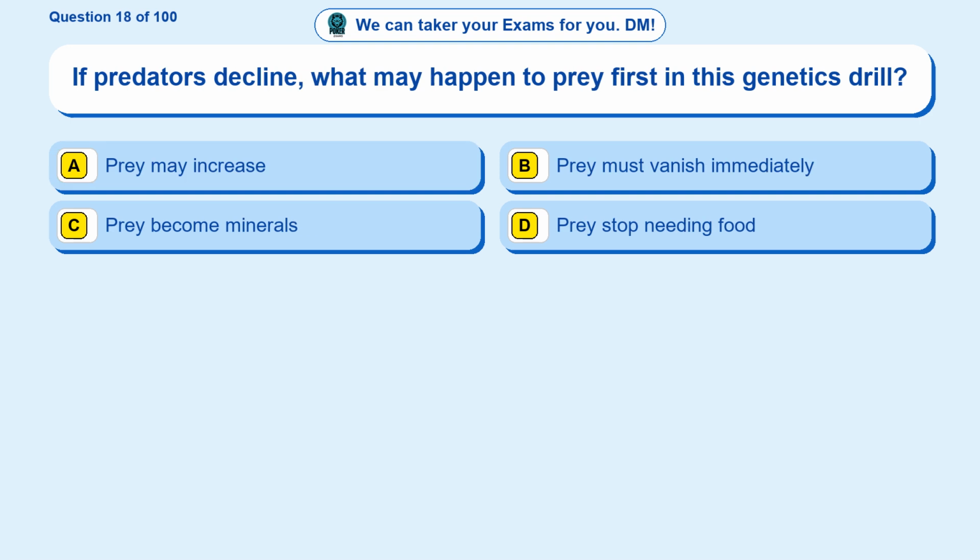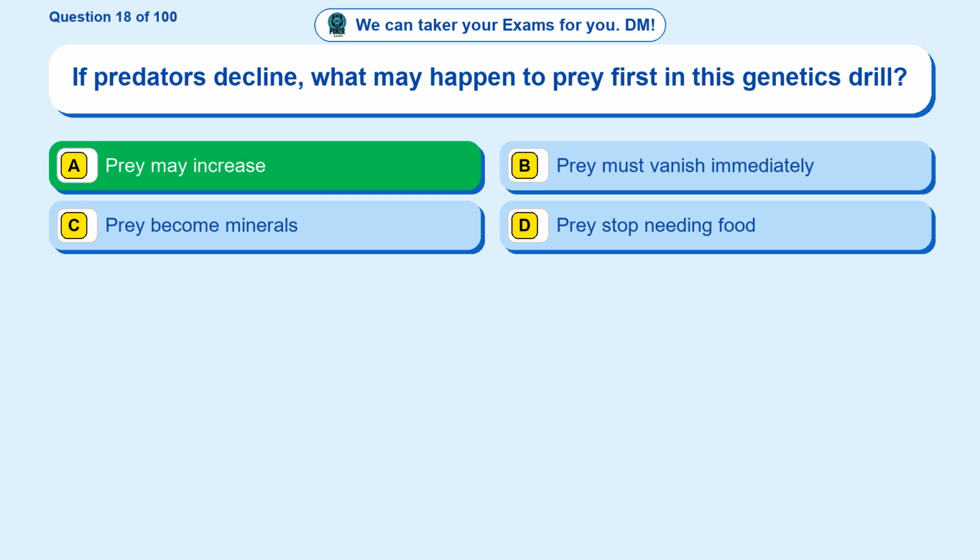Question 18. If predators decline, what may happen to prey first in this genetics drill? Option A. Prey may increase. Option B. Prey must vanish immediately. Option C. Prey become minerals. Option D. Prey stop needing food.